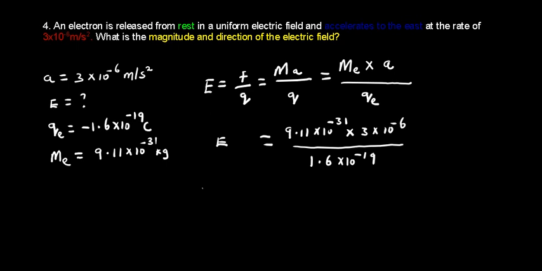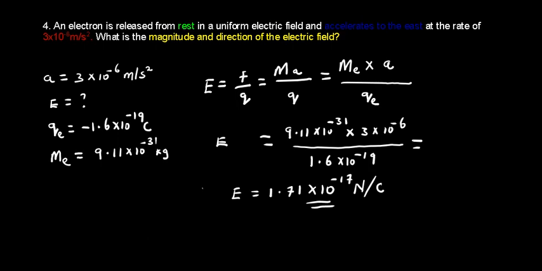So let's resolve it. The answer will now be that E, when you punch your calculator, will give us 1.71 times 10 raised to the power negative 17 newton per coulomb. So this becomes our answer.